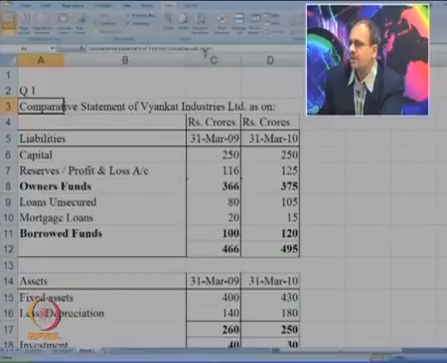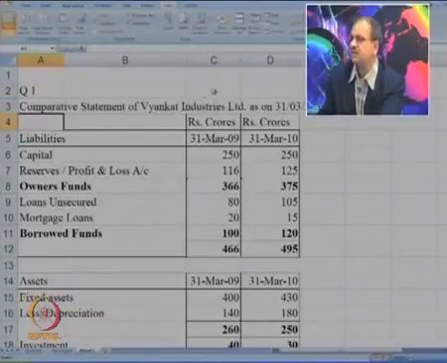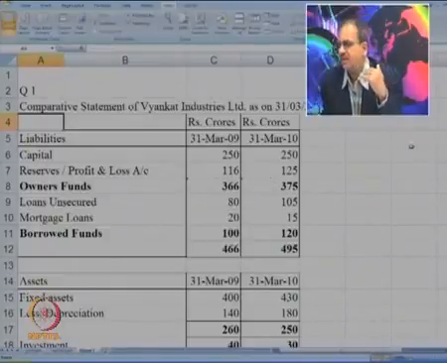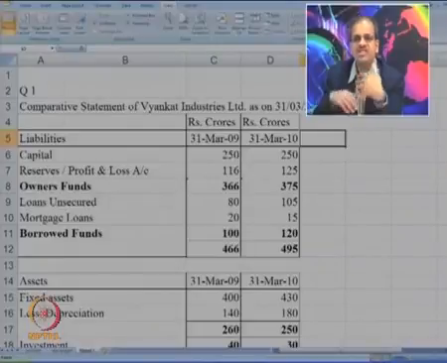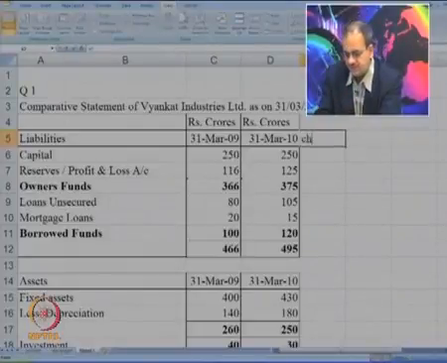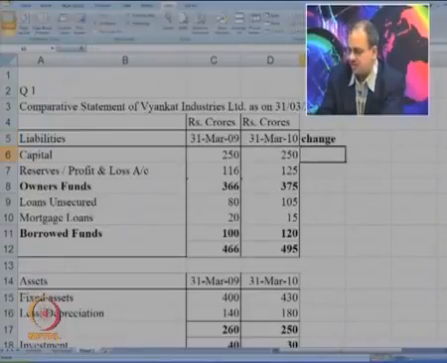Now we will make a comparative statement as on 31st March 2010. We have data for 9 and 10. The first step in the comparative is to find the change or the difference. So let us highlight it as a change in the current year.